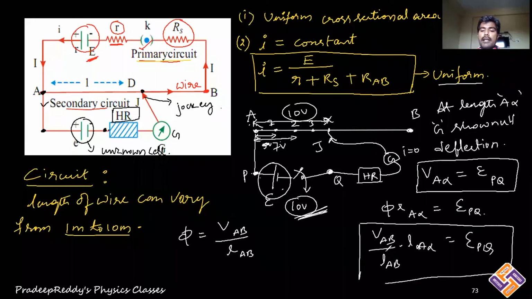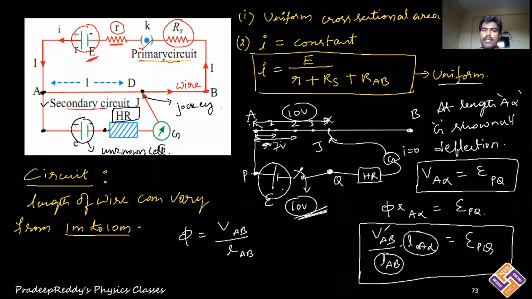Now check it. Length of the wire AB, 10 meter you are taking. AB wire 10 meter, you will be substituting here. Length of the wire A alpha you can measure using a scale. It can be 2 centimeter, 10 centimeter, 1 meter, 1.5 meter. That value you will be substituting. This is known.